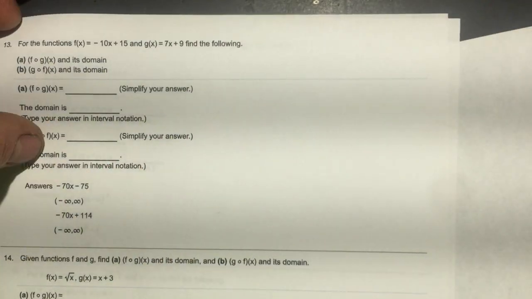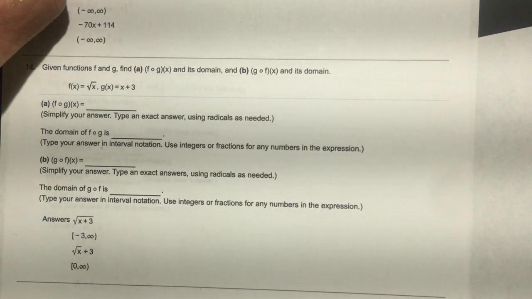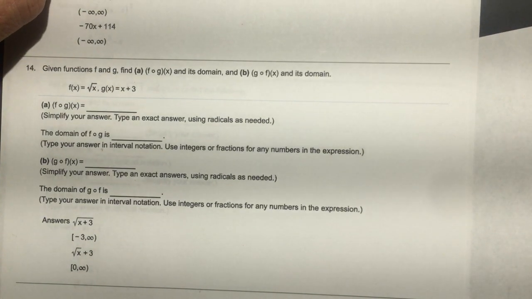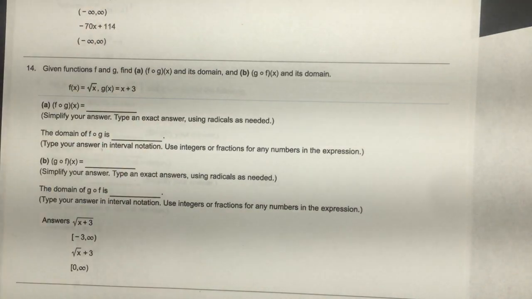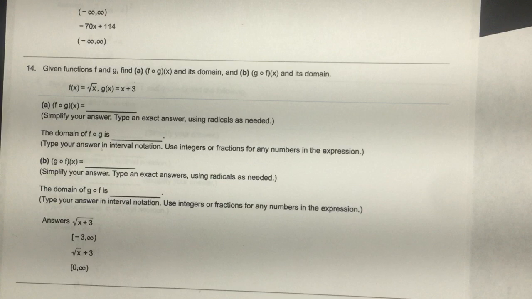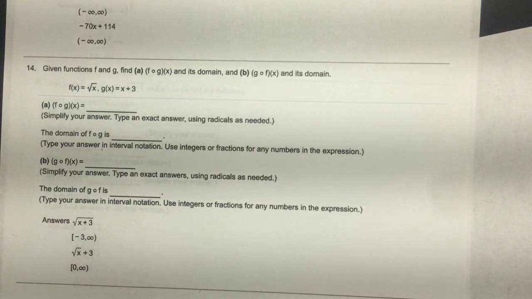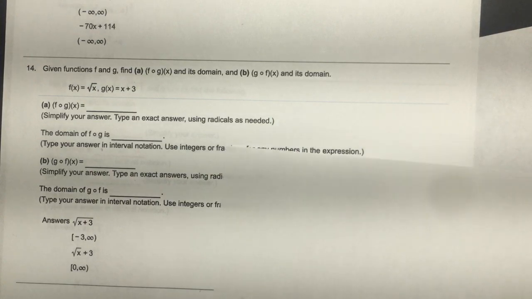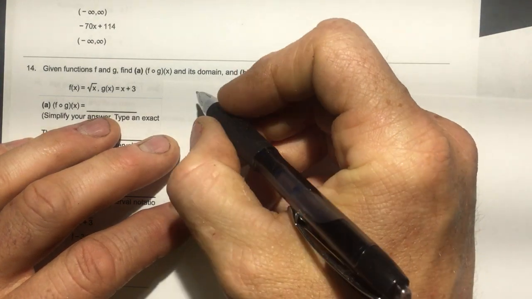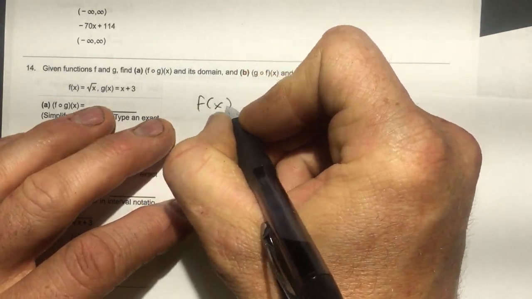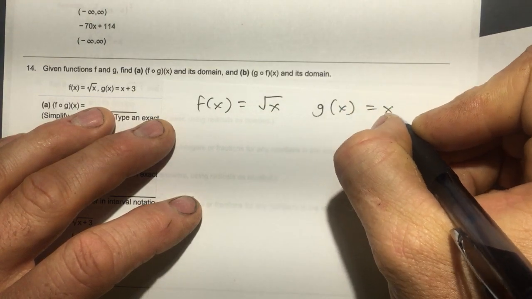All right, number 14. Now, I think we're going to have restrictions here because I see a radical. Let's see here. So we've got these two functions. We will find f of g of x. f of x is radical x. g of x is x plus 3.